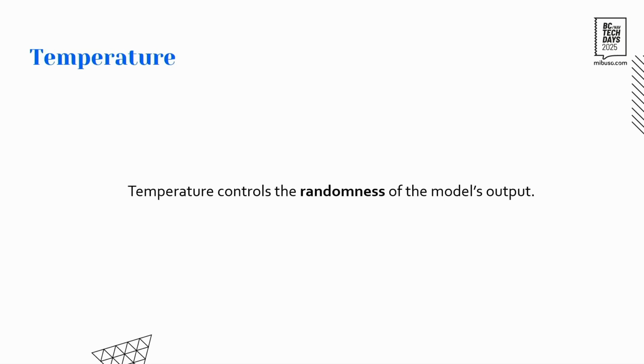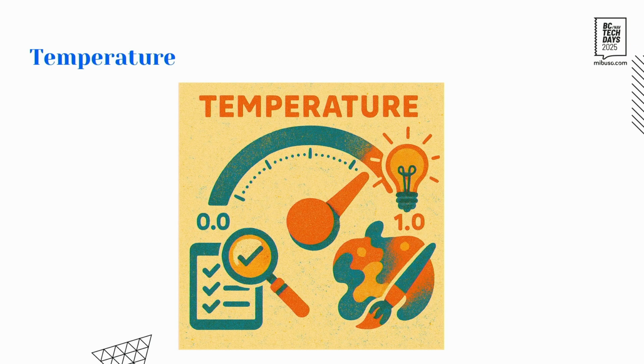So the first parameter I want to talk about is the temperature. It allows you to control the randomness of a model's output. And now you might wonder, what do I mean by randomness? So here I have an image. I think it's a pretty nice image, from 0 to 1. Actually, I'm sorry, it's not 1. It's actually 0 to 2. 1 is the default value for temperature, and that varies from model to model.